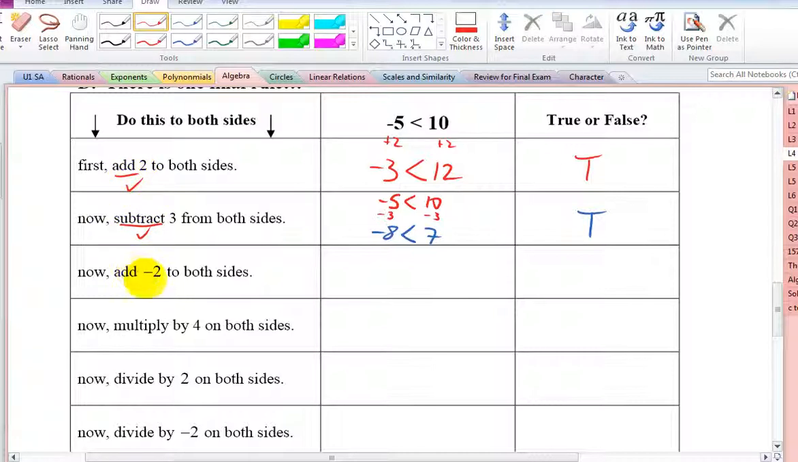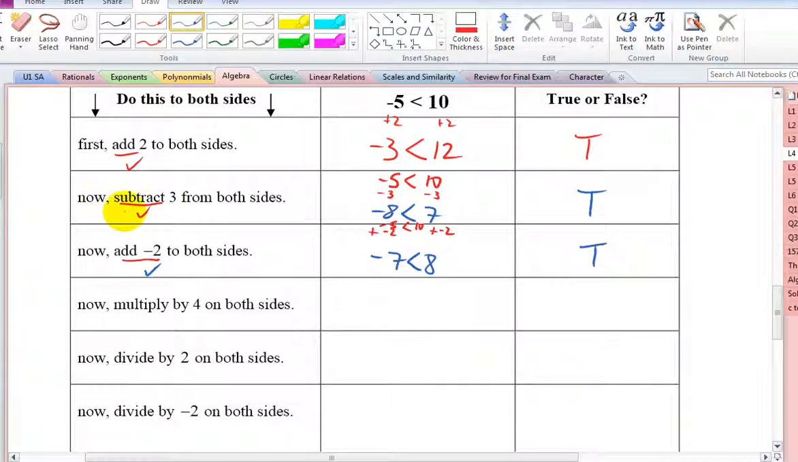Now what we want to do is add negative 2 to both sides. So we're going to go plus negative 2, plus negative 2. Again, we're going to do it to the original, so it's going to be negative 5 and 10. What are you going to get? Negative 7 and 10 plus negative 2? 8. Okay. Is that a true statement? Yeah, still true. So adding negatives, no problem. No problem adding negatives. And really, that's kind of like subtracting, isn't it?